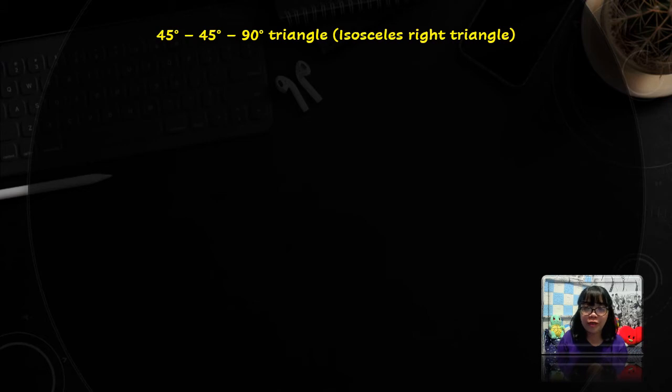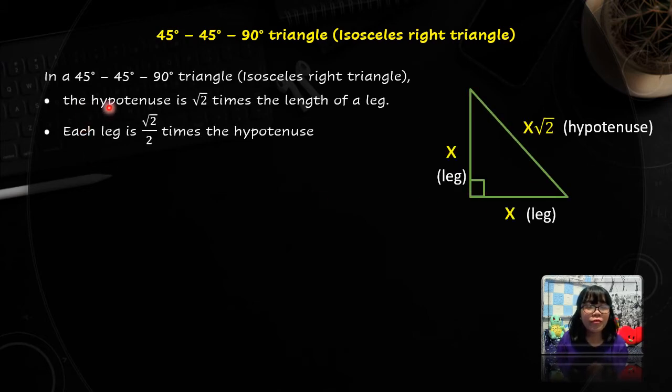So let us have the first special right triangle. We have the 45, 45, 90 triangle, or the isosceles right triangle. In a 45, 45, 90 degree triangle, or isosceles right triangle, the hypotenuse is square root of 2 times the length of the leg, and each leg is square root of 2 divided by 2 times the hypotenuse.